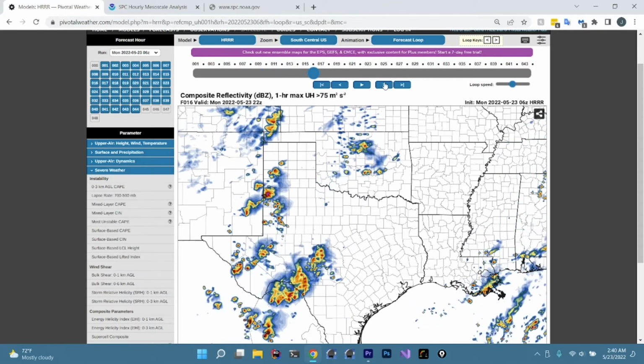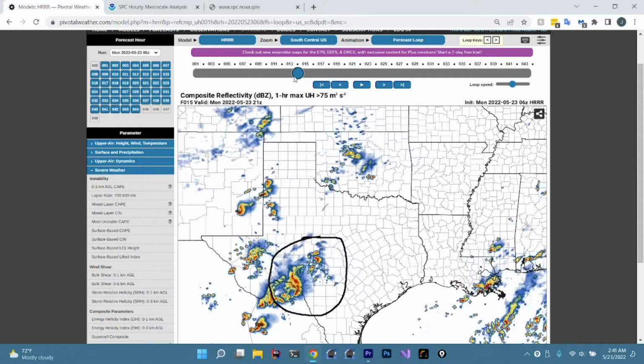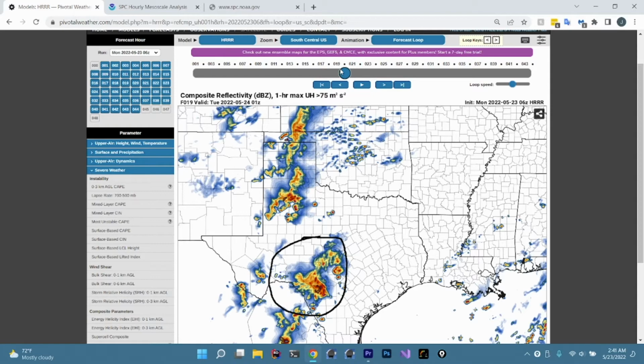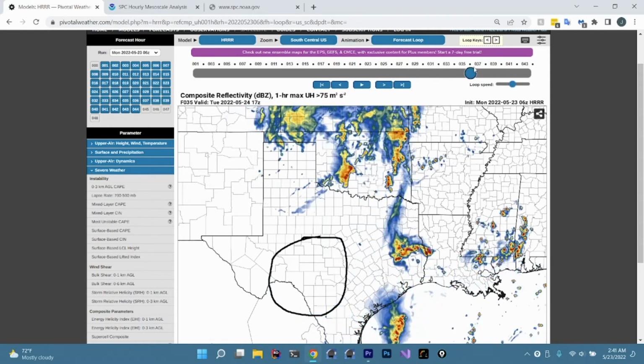But notice this complex of storms down here, and I forgot to start my pen app here. So let me start that up real quick. Okay, this complex of storms right here, we're going to focus on this one for right now. So notice that it comes out over Mexico and kind of makes its way into South Texas, into Central Texas there along the 35 corridor, and then continues on.